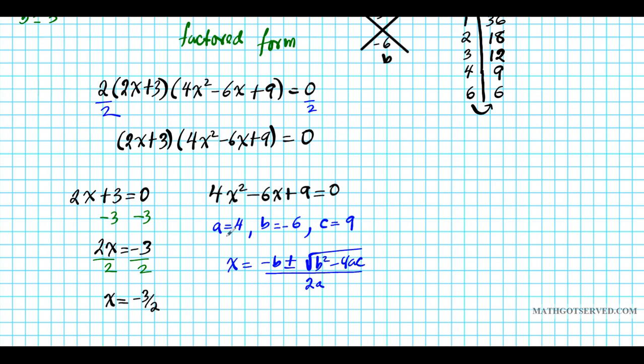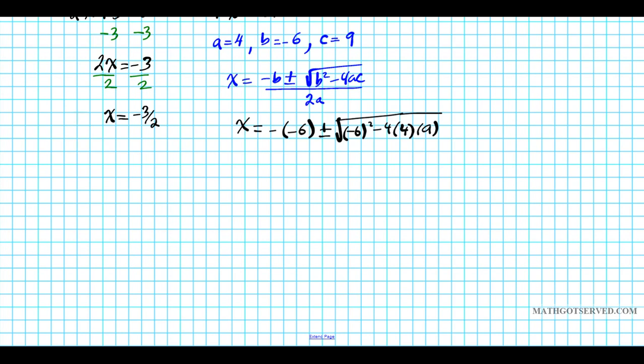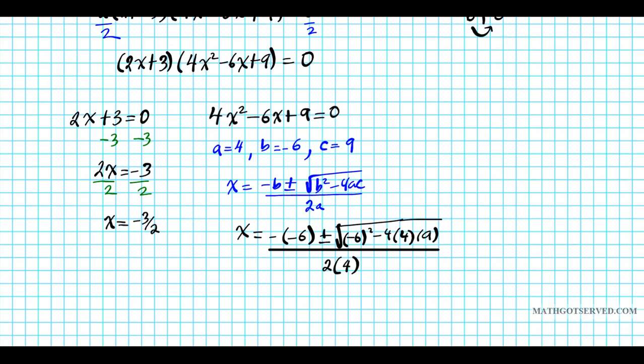All we'll do is substitute the values of a, b, and c into this quadratic formula, and then we'll simplify from there. So we're going to have x equals negative 6 plus or minus the square root of negative 6 squared minus 4 times a, which is 4, times 9, which is c. And this entire expression here, we are going to divide by 2a, which is 2 times 4, all over 2 times 4. All right, let's go ahead and finish that up.